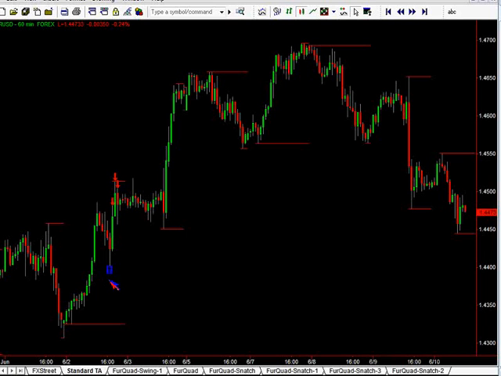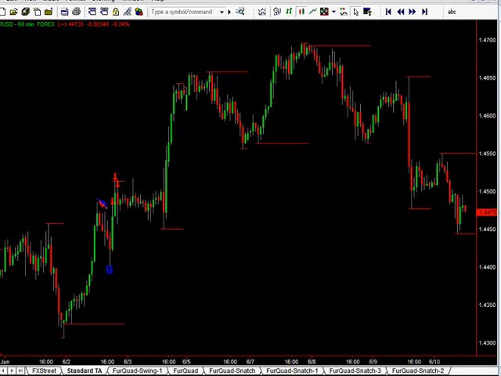Similarly, a swing low is a 3-bar combination as well. A swing low is a bar preceded and succeeded, so before and after, by bars with higher individual bar lows. So this for me creates a swing low. They're the two definitions that we need to have. What is a swing high? What is a swing low?